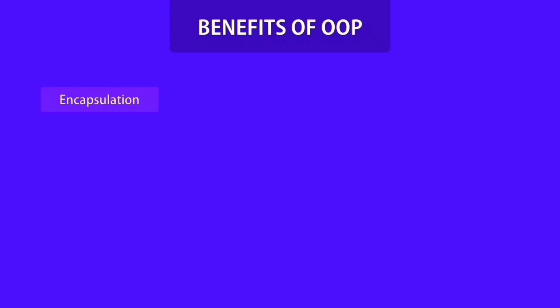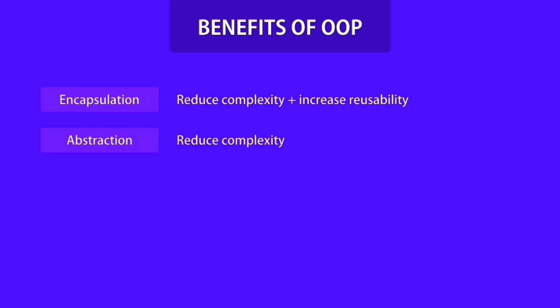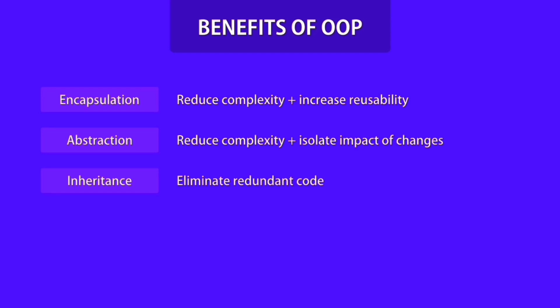So here are the benefits of object-oriented programming concepts. Using encapsulation, we can group related variables and functions together, and this way we can reduce the complexity, and we can reuse the objects in different parts of the program or in different programs. With abstraction, we can hide the details and the complexity and show only the essential. This technique reduces complexity and also isolates the impact of change in the code. With inheritance, we can eliminate redundant code, and with polymorphism we can refactor ugly switch and case statements.